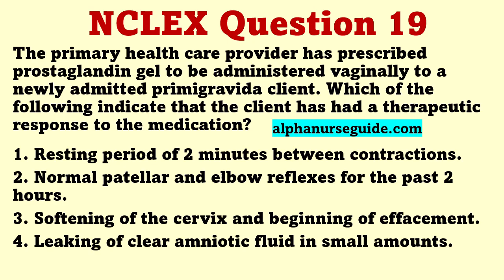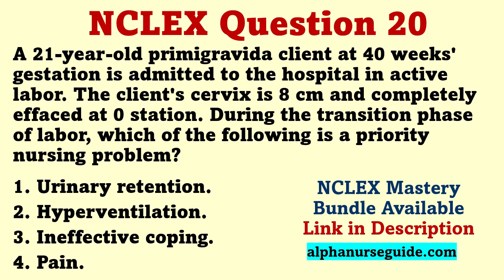The correct answer is 3. Prostaglandin gel may be used for cervical ripening before the induction of labor with oxytocin. A 21-year-old prima gravida client at 40 weeks gestation is admitted to the hospital in active labor. The client's cervix is 8 centimeters and completely effaced at 0 station.